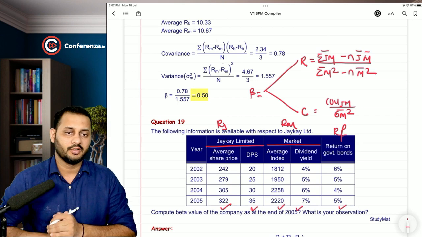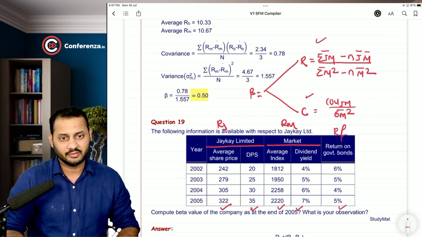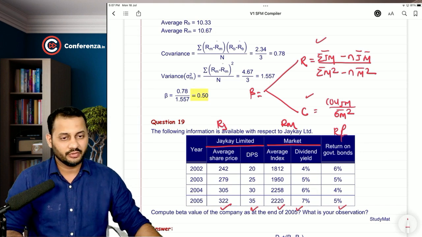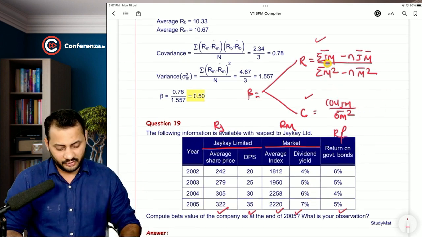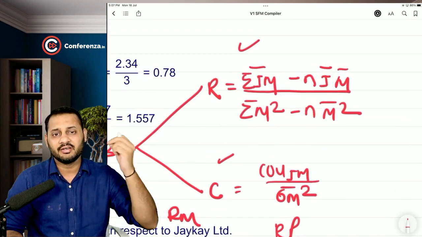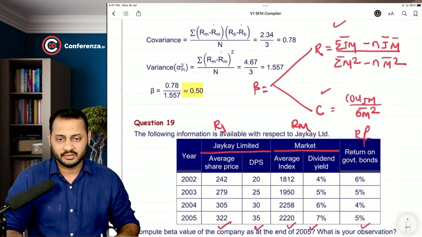Now in this question they have followed this approach. You can do this one also. Since we have been using the correlation analysis for the past 3 questions, we will shift to this one. Now understand what you need. First of all, you need the returns of both the stocks, J and the market. Let's find out that one.